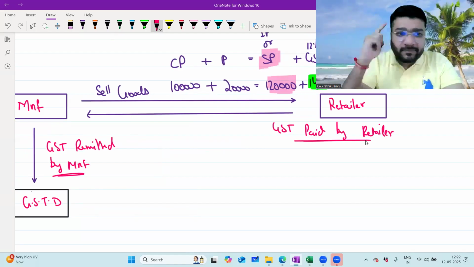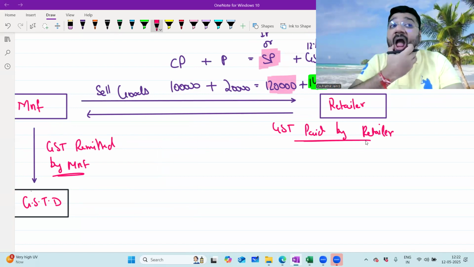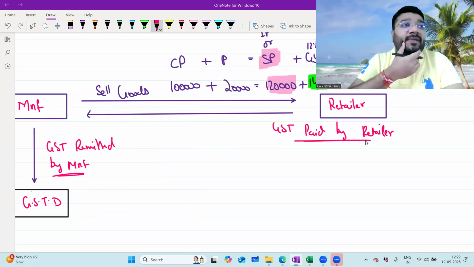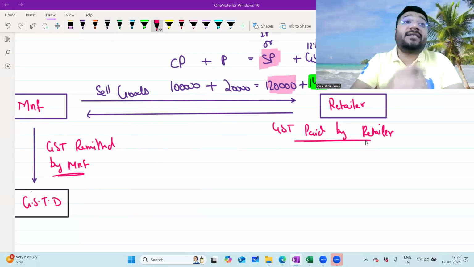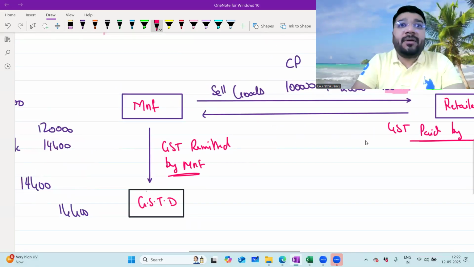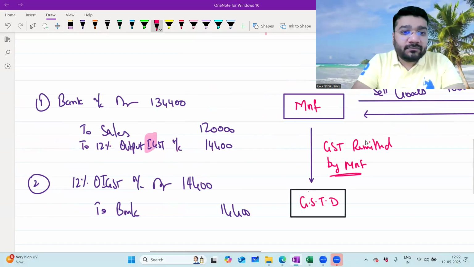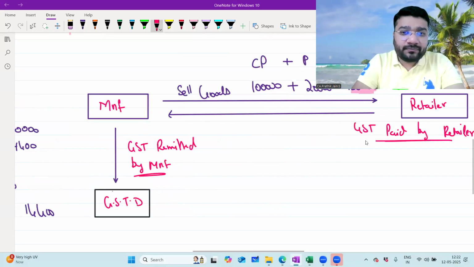Any problem here? So, who is the payer of GST in this transaction? Retailer. Who is the remitter of GST in this transaction? Manufacturer. Any problem here? Online people, any problem here? No, sir. Wonderful.